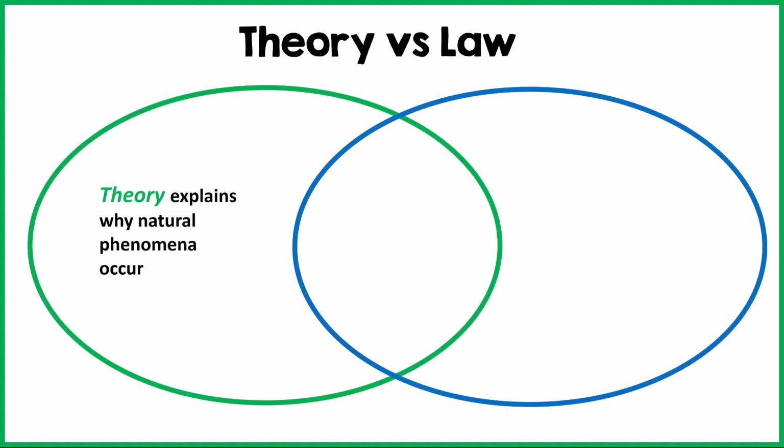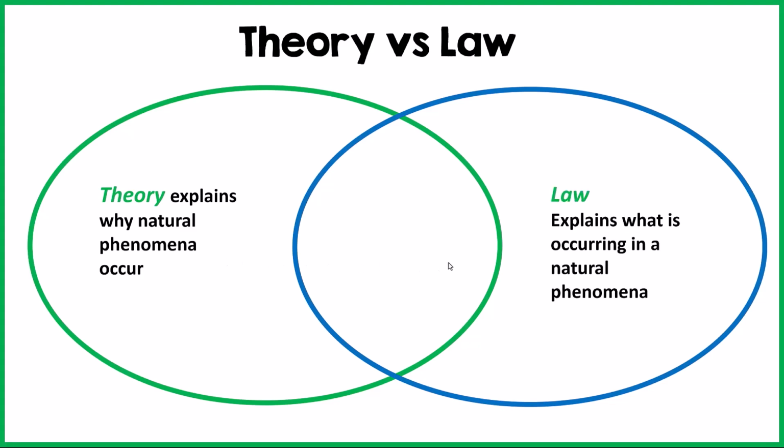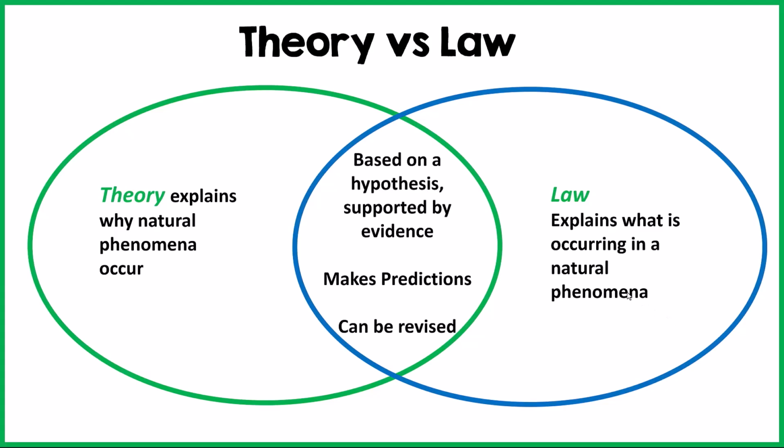So if we were to compare these two, a theory is explaining why a natural phenomenon occurs. A law is explaining what is occurring. And they are both based on a hypothesis and supported by evidence. They both involve making predictions, and they both can be revised. These can be very easily revised if the evidence or experiments start to show something other than what we had already seen.